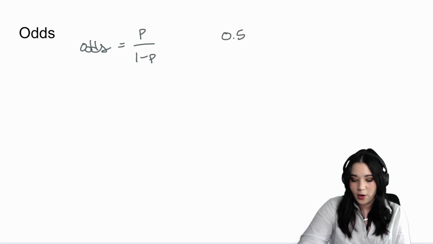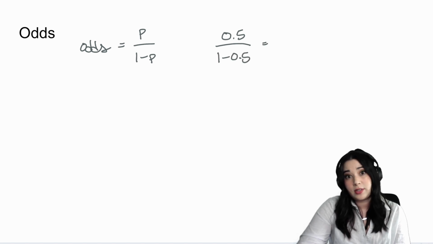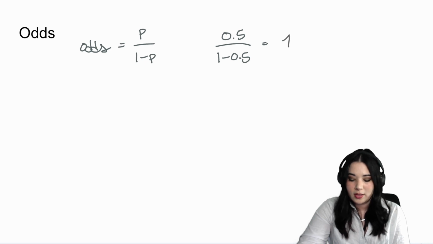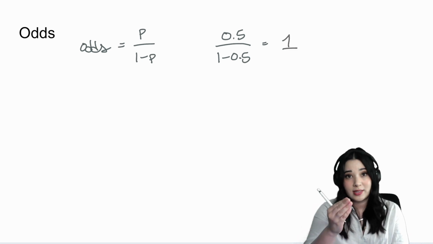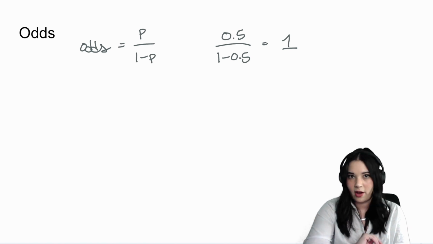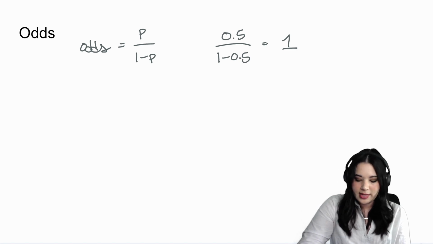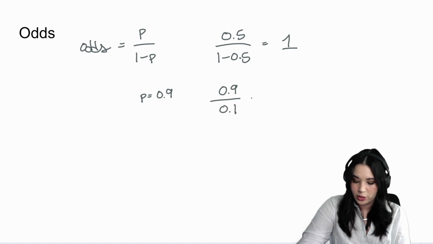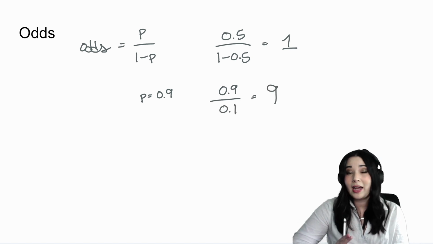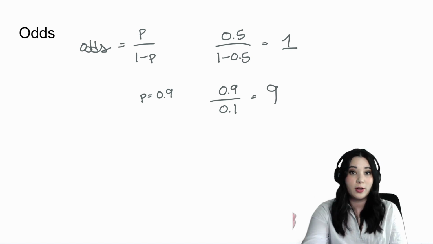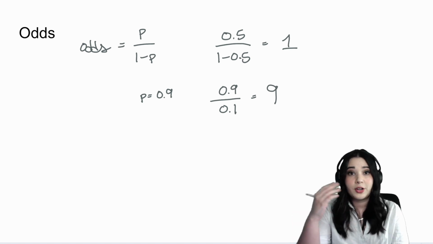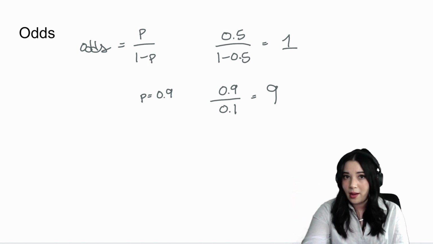Odds that I get coffee are the probability I get coffee over 1 minus the probability I get coffee. Well, that's just 0.5 divided by 0.5. So the odds, 1, represent the fact that it is just as likely that I will get coffee as that I won't get coffee. Now let's look at the odds that I will fill my water bottle before class. Let's say the probability of me filling my water bottle is 0.9. So the odds would be 0.9 divided by 0.1, which equals 9. It is 9 times more likely that I am going to fill my water bottle before class than that I won't.